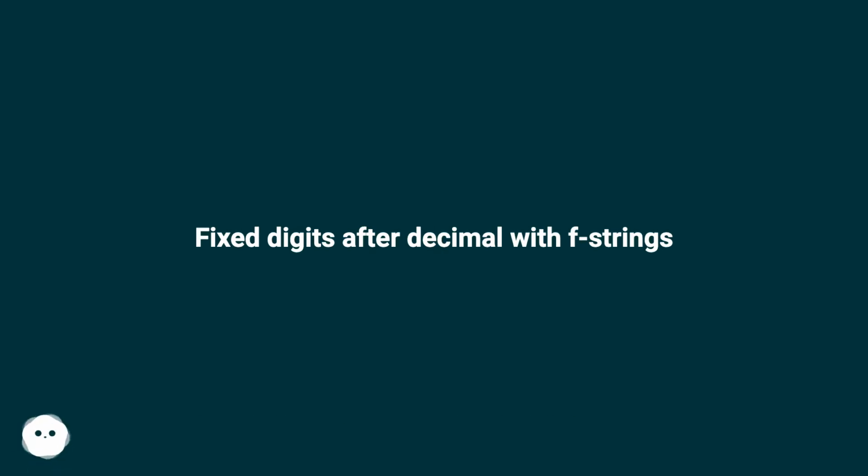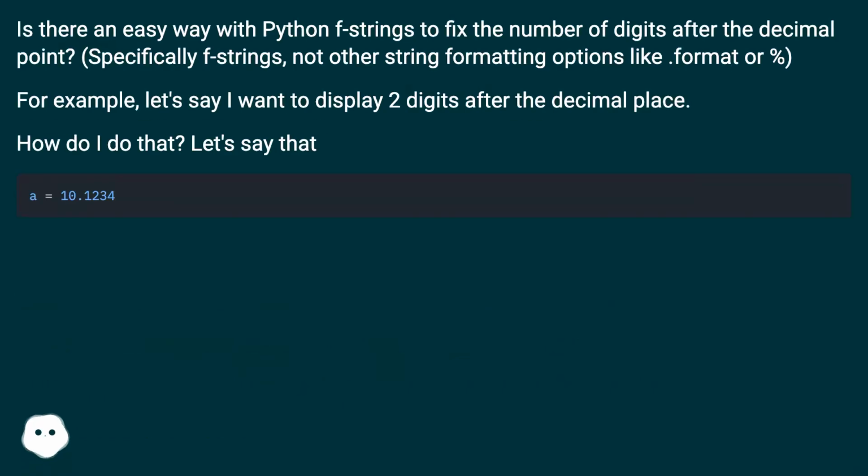Fixed digits after decimal with f-strings. Is there an easy way with Python f-strings to fix the number of digits after the decimal point? Specifically f-strings, not other string formatting options like .format or %. For example, let's say I want to display 2 digits after the decimal place. How do I do that?